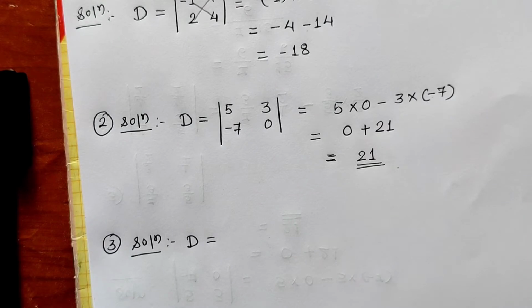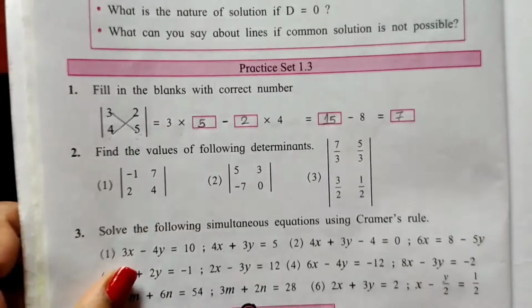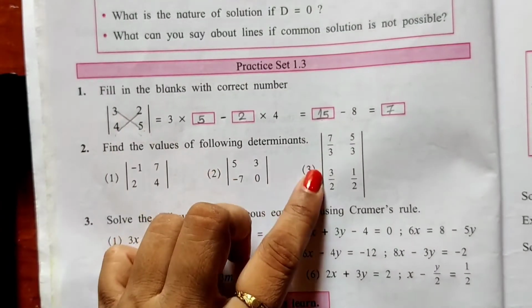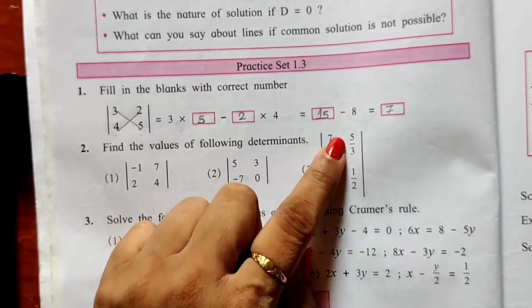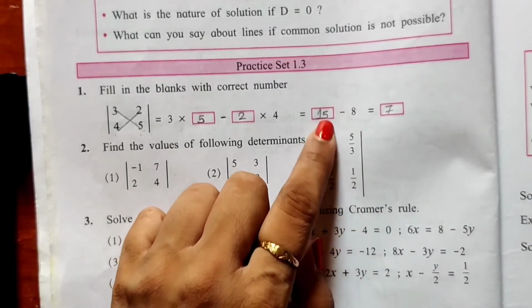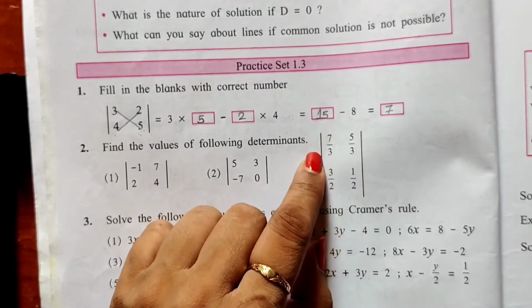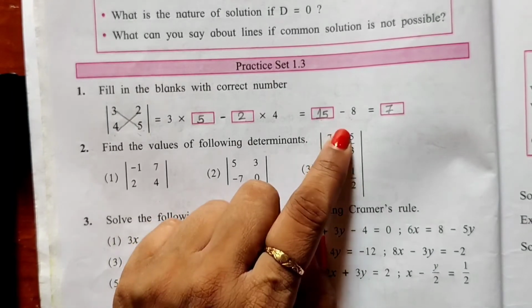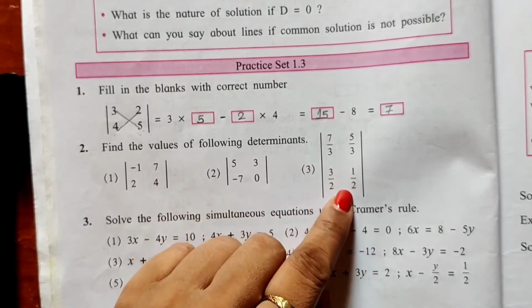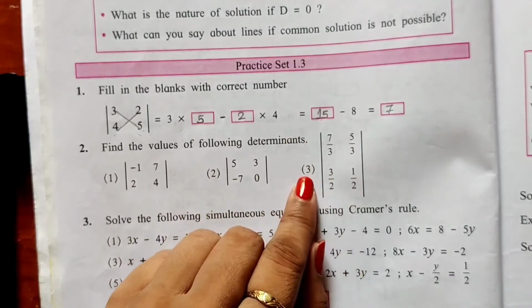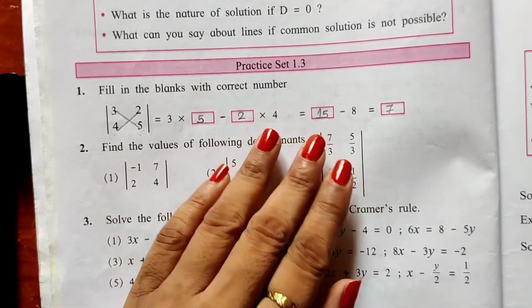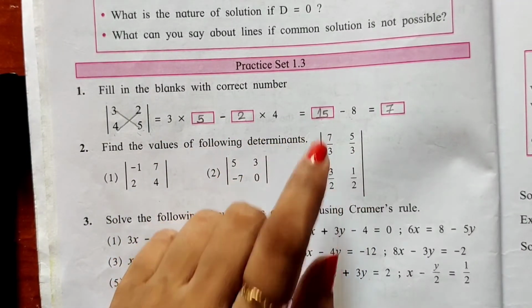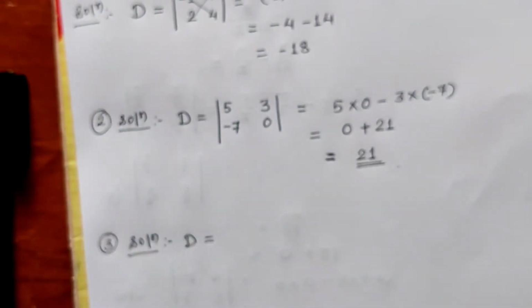Now see children, in the third sum we are having fractions. 7 upon 3, 3 upon 2, 5 upon 3, 1 upon 2. These are separate numbers. 7 upon 3 is one number, 3 upon 2 the second, 5 upon 3 the third, 1 upon 2 the fourth. Fractions are given. These are not 8 different numbers. Always keep this in mind. These are fractions. So let us write the solution.